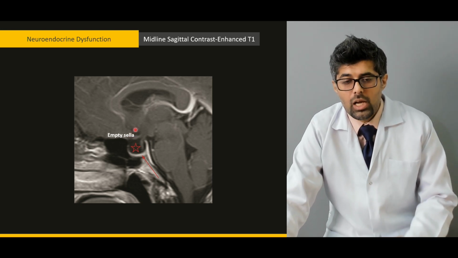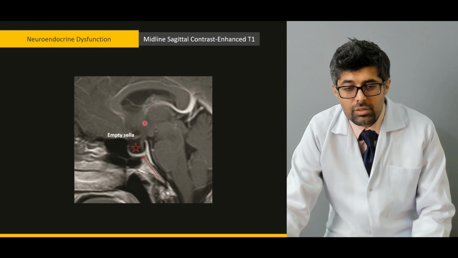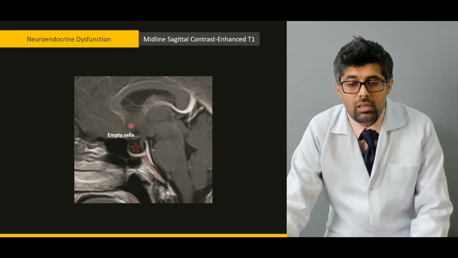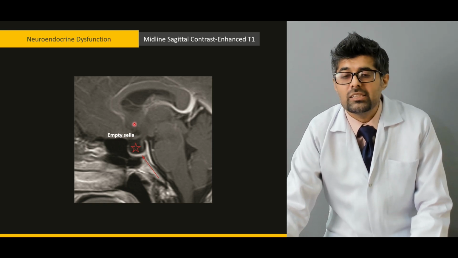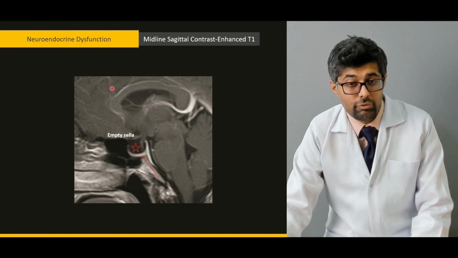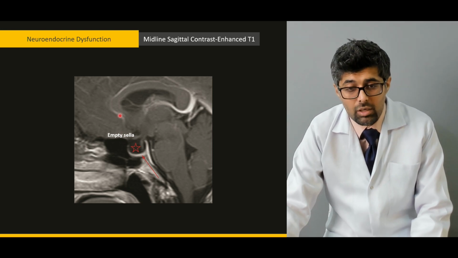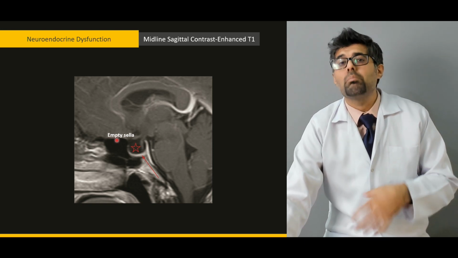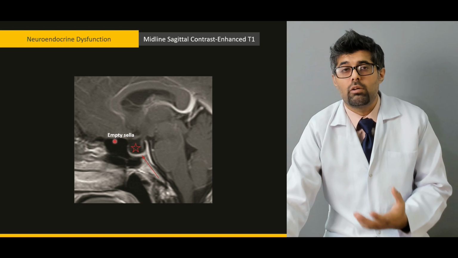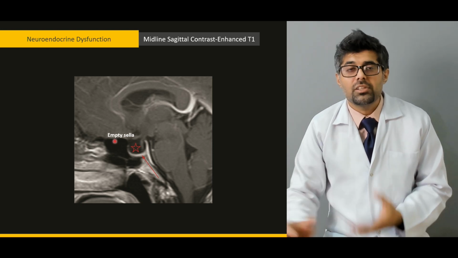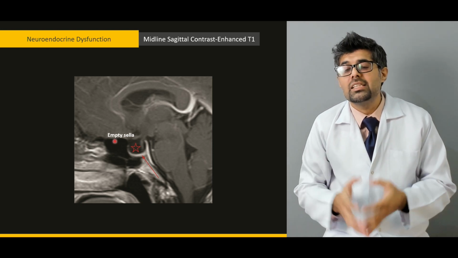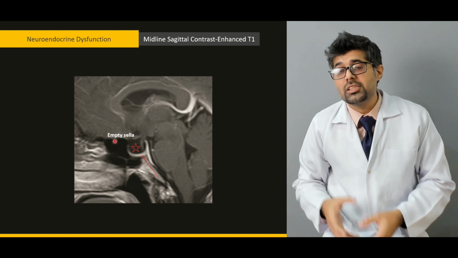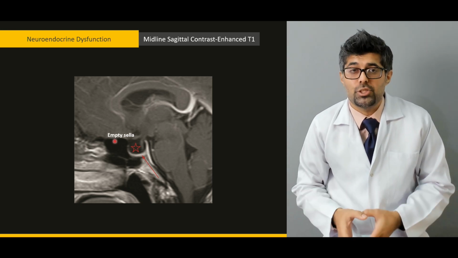pituitary gland. And you can also appreciate that the detail around this area is very murky. It is very good around here, but around here it is very murky. It is murky because of the invasion of CSF, and this is what is called empty sella syndrome, and this results in hypopituitarism.